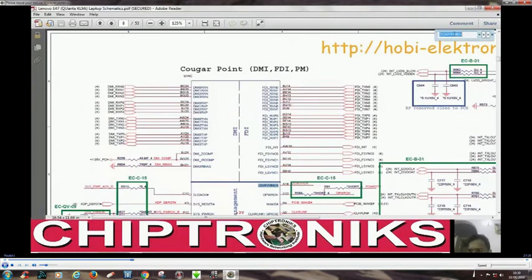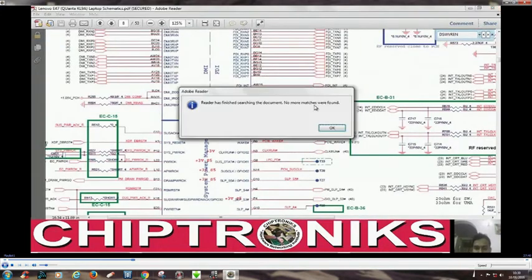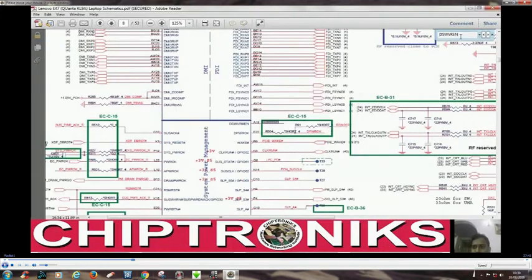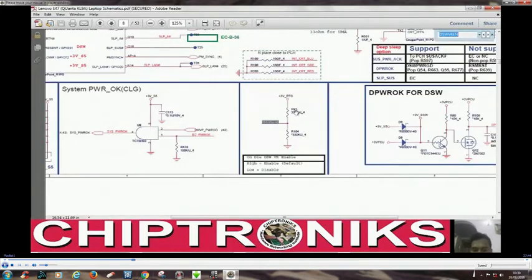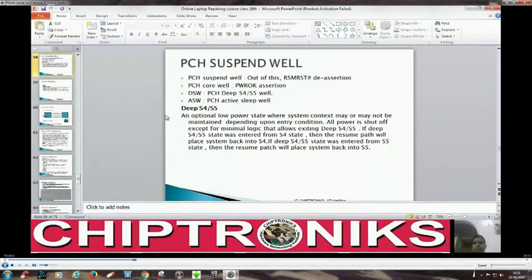VREN. So this M is not here. DSW VREN, and you can see this VREN is connected with +3V_RTC, which is connected with the +3V_RTC wire register, right? So this will enable the deep sleep well voltage regulator, those voltage regulators which will turn on only in the deep sleep well. Now we'll talk about what exactly the deep sleep well is, right?